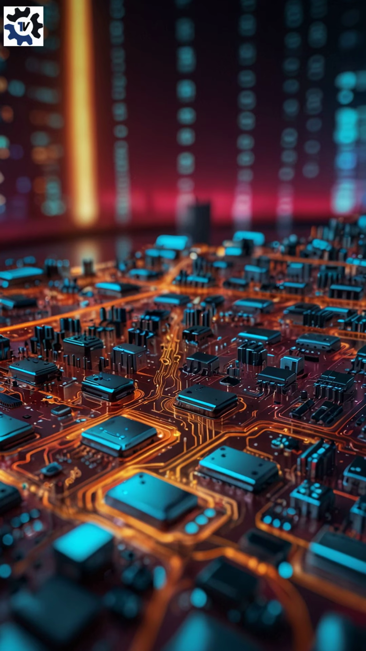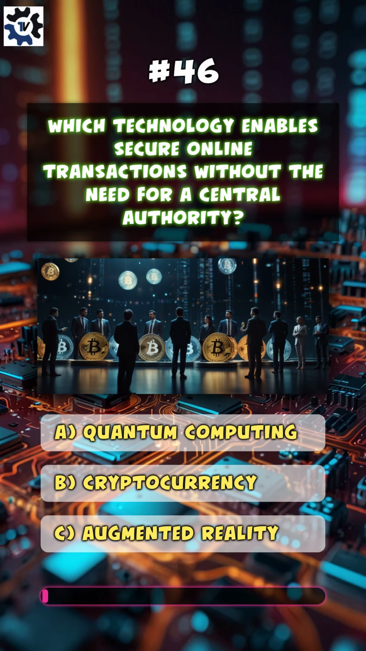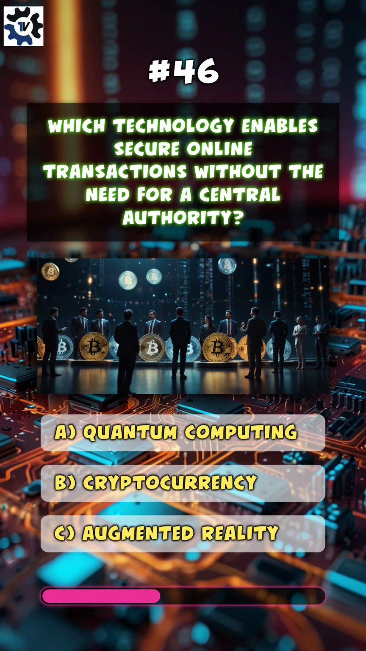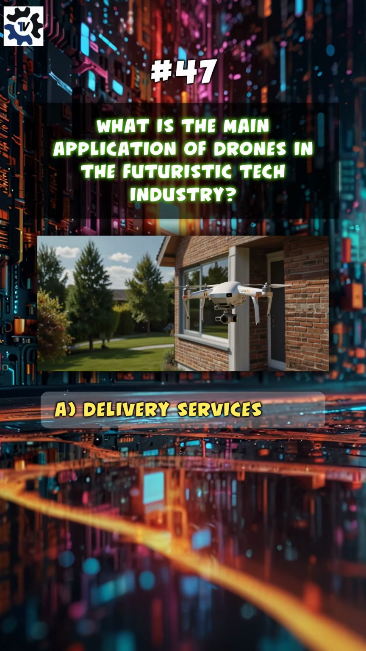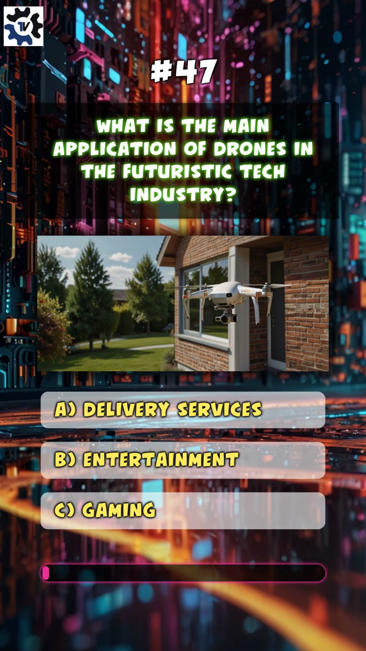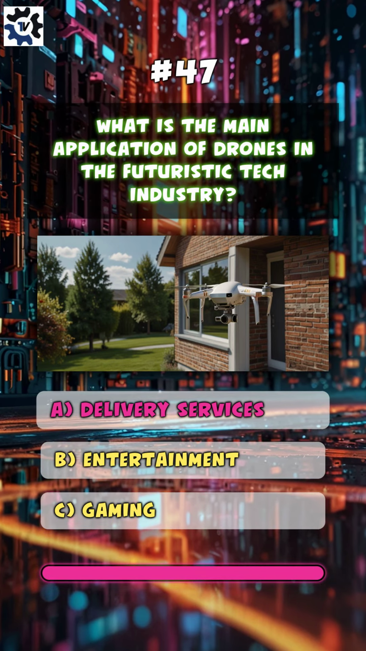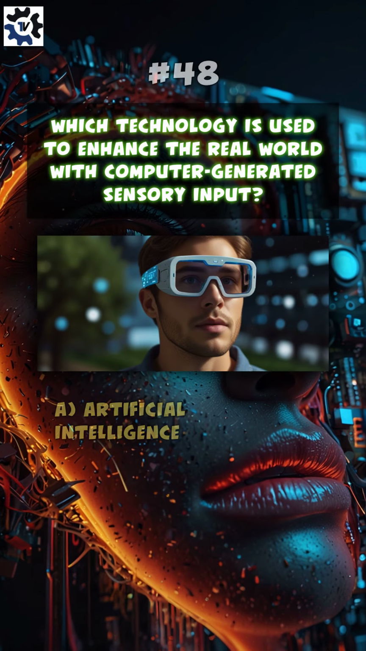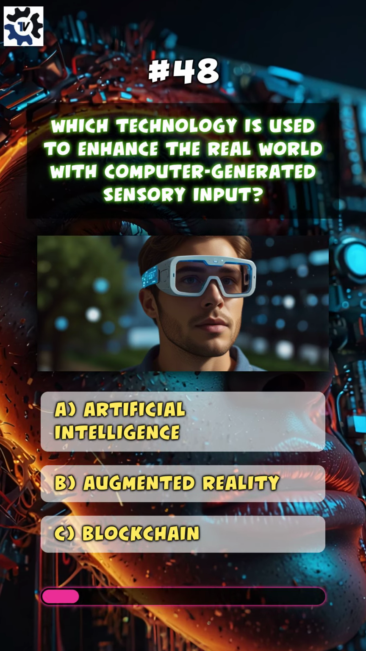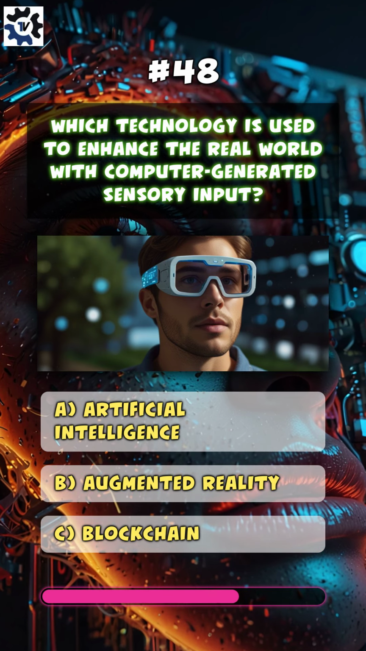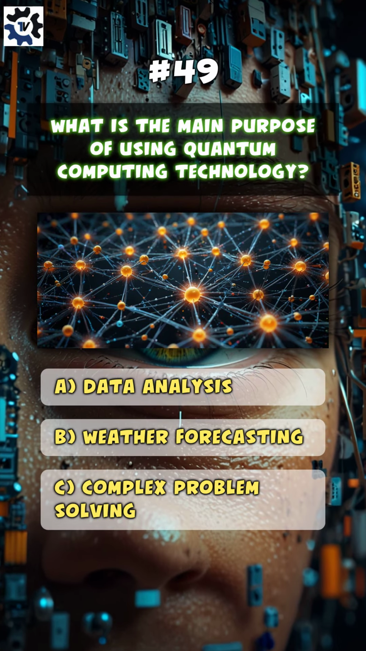C. Machine learning. Which technology enables secure online transactions without the need for a central authority? B. Cryptocurrency. What is the main application of drones in the futuristic tech industry? A. Delivery services. Which technology is used to enhance the real world with computer-generated sensory input? B. Augmented reality. What is the main purpose of using quantum computing technology?